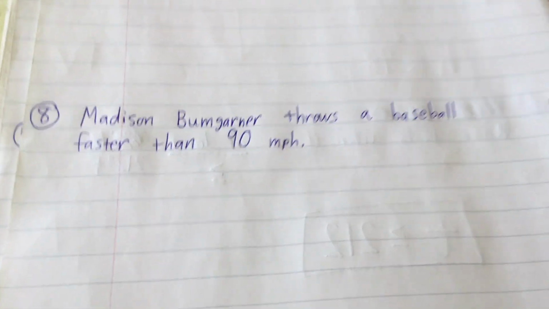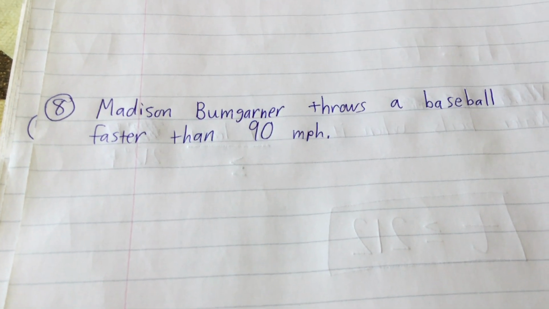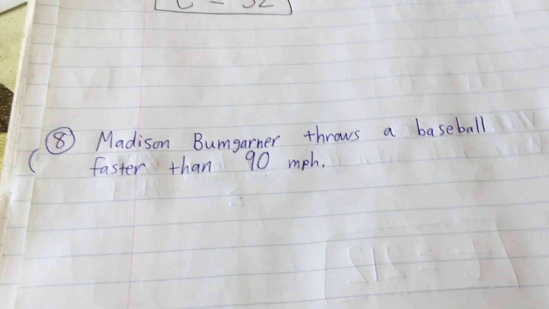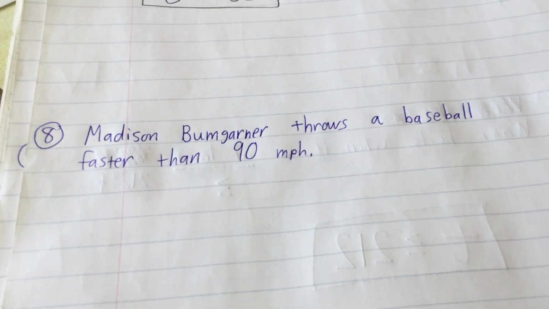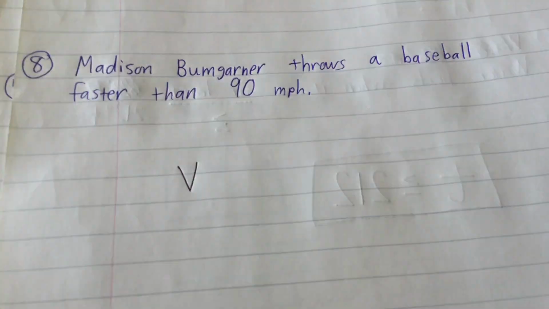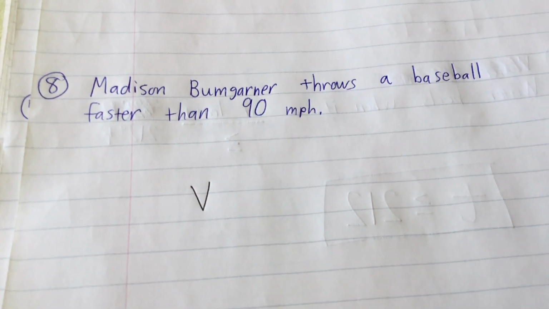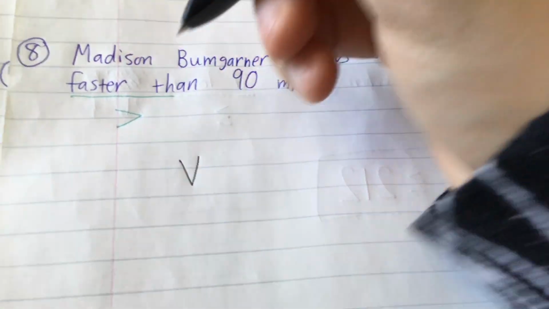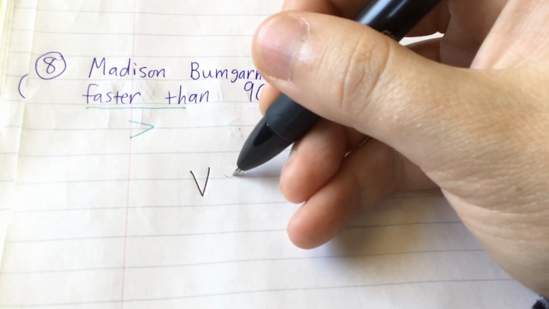I just had to throw in a sports analogy right there, because I was struggling for examples of faster than. Anyway, Madison Bumgarner, former pitcher for the Giants, throws a baseball faster than 90 miles per hour. Let's say velocity, V. So his fastball's velocity is faster than 90 miles per hour. Faster than means greater than in this context. So velocity is greater than 90 miles per hour.